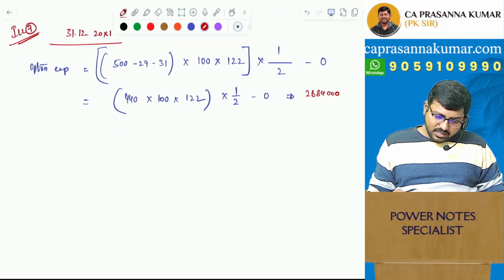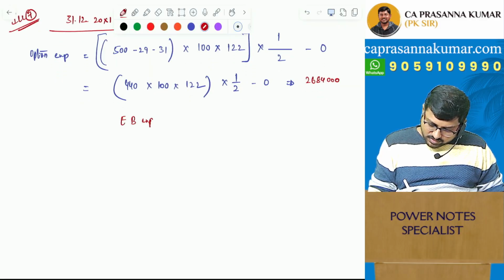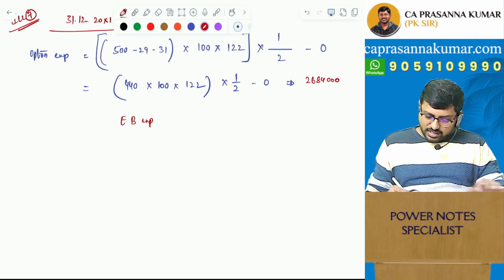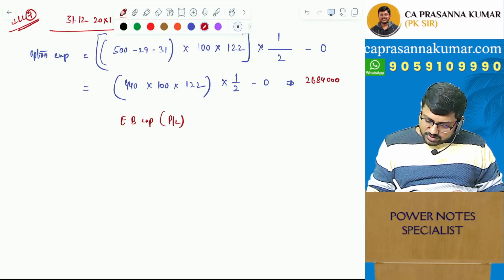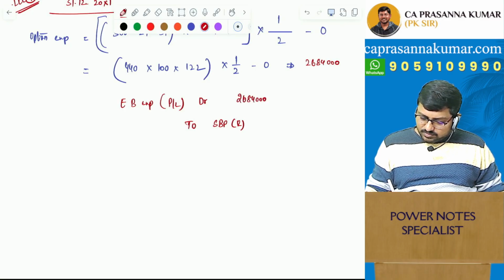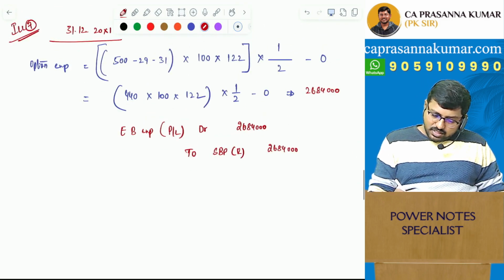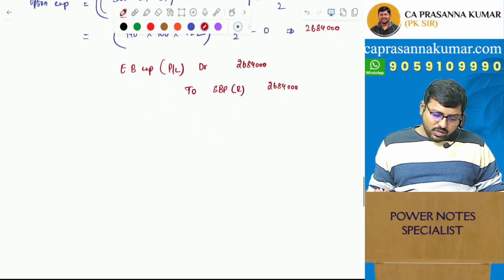All right, let's pass on the entry then immediately. So what is the entry? Obviously, employee benefit expenses or employee compensation, correct? Which will eventually be transferred to the P&L account, debit, and credit to SBP reserve, obviously, because it is equity settled. How much is that? 26 lakh 84,000. Here also 26 lakh 84,000. Are we done with this, guys? Chalo, so 31/12/20x1 is done.